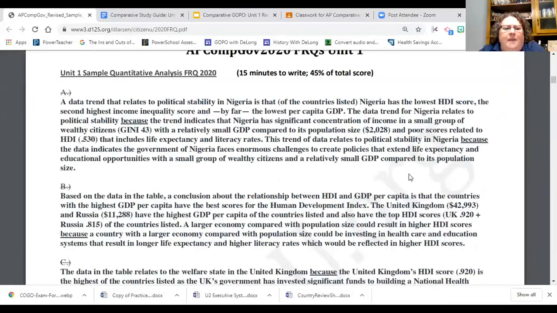That's another data trend that relates to political stability. Nigeria has the lowest HDI score, the second highest income inequality and the lowest GDP per capita. It relates to political stability because the trend indicates that Nigeria has a significant concentration of income in a small group of wealthy citizens, with a relatively small GDP and a poor score related to the HDI. This trend relates to the political instability in Nigeria because the data indicates the government faces an enormous challenge to create policies that extend life expectancy and educational opportunities.